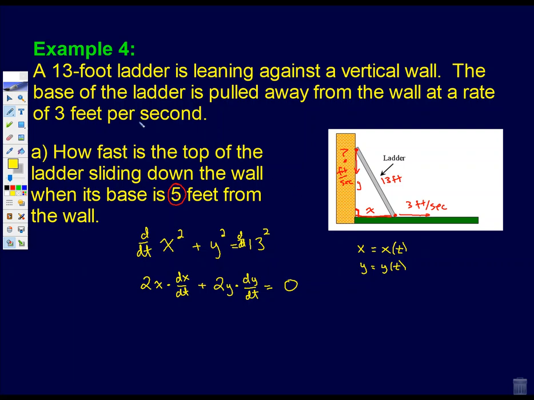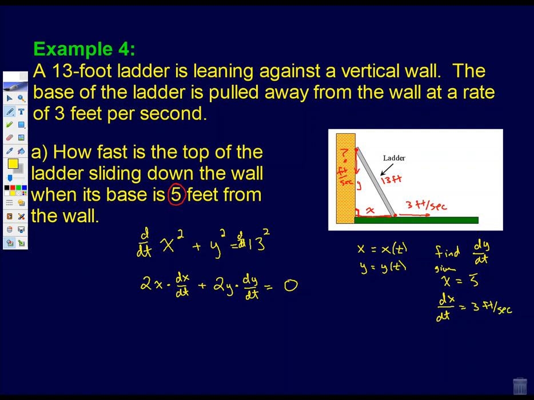Now, the question in part A was how fast is the top of the ladder sliding down the wall? Well, that's this distance right here. So we're trying to find the rate at which y is changing. So we're attempting to find dy/dt. We're given that the base of the ladder will be 5 feet from the wall. That is x. We're also told that we're sliding x away at a constant rate of 3 feet per second.